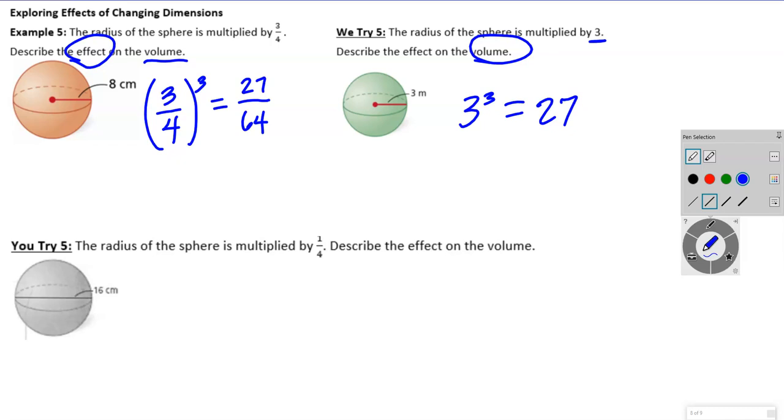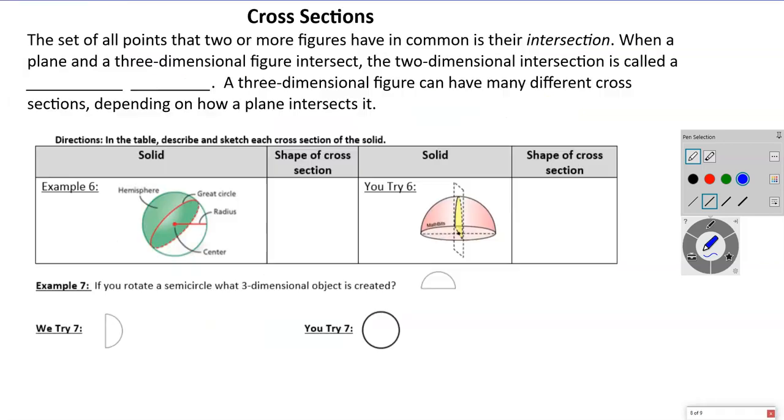Then it says the radius of the sphere is multiplied by 1/4. What is the effect? So once again, we're going to do 1/4 to the third power. 1 times 1 times 1 is 1. 4 times 4 is 16, times another 4 is 64. So it's going to be 1/64 the size of the original.